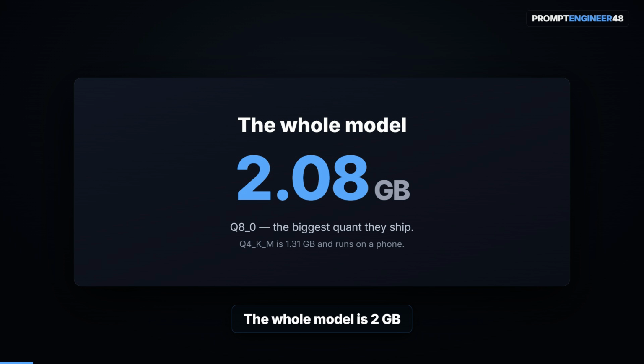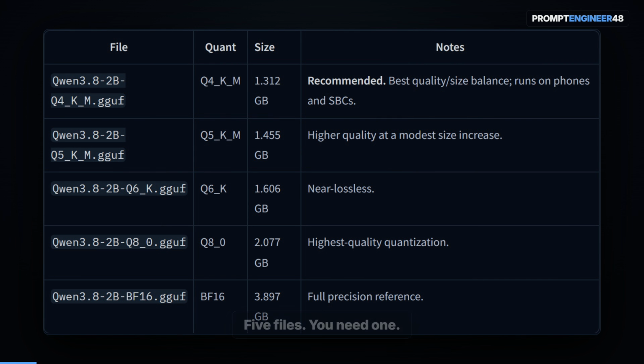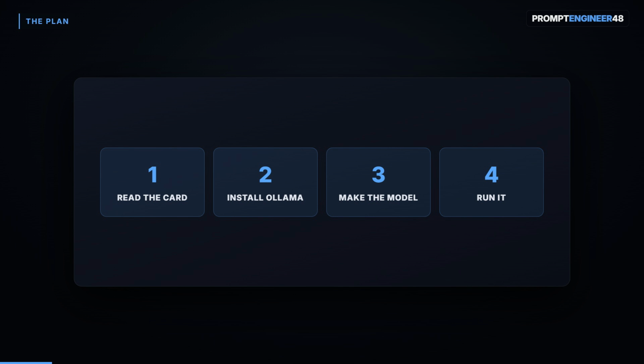What if you could run a thinking model, a model that calls tools, on a normal gaming laptop for free, with nothing sent to any server? That is what we are doing today. And I'm sure you are eager to try it. So here's the plan. We read the card, we install Ollama, we make the model, and then we run it. And I show you exactly where it is good and exactly where it falls apart. Let's go ahead and start.